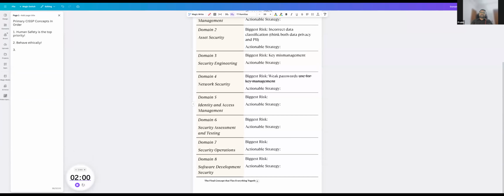Firewall is used to block the packets, DLP is used to block the data. So these kinds of things you need to bring so that you can connect the dots.